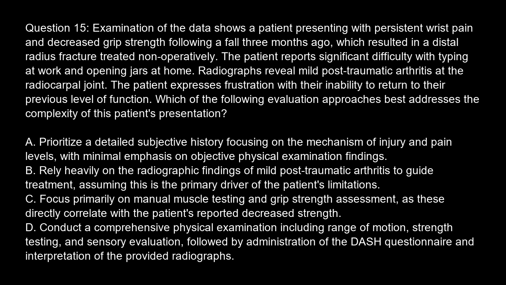Option A. Prioritize a detailed subjective history focusing on the mechanism of injury and pain levels, with minimal emphasis on objective physical examination findings. Option B. Rely heavily on the radiographic findings of mild post-traumatic arthritis to guide treatment, assuming this is the primary driver of the patient's limitations. Option C. Focus primarily on manual muscle testing and grip strength assessment, as these directly correlate with the patient's reported decreased strength. Option D. Conduct a comprehensive physical examination including range of motion, strength testing, and sensory evaluation, followed by administration of the DASH questionnaire and interpretation of the provided radiographs.